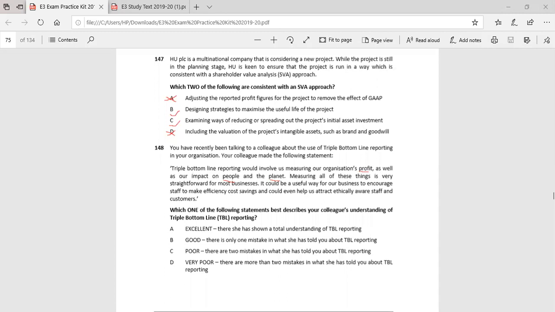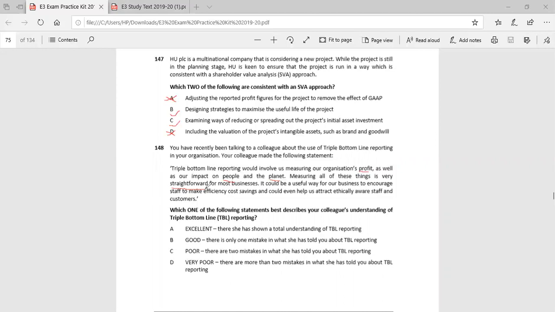Uja says it's A. Excellent. There she has shown a total understanding of TBL reporting. Yes, she has shown an understanding of TBL reporting, but the statement is all in favor of TBL reporting. TBL reporting talks about profit, the people aspect of it, and the planet aspect of it. So she says that measuring all of these things is very straightforward for most businesses. Do you think it is so straightforward to measure profit, to measure the impact on people, and to measure the impact on the environment?